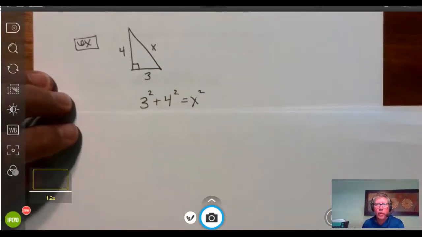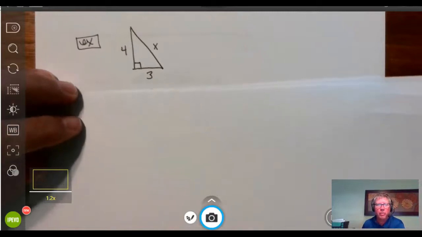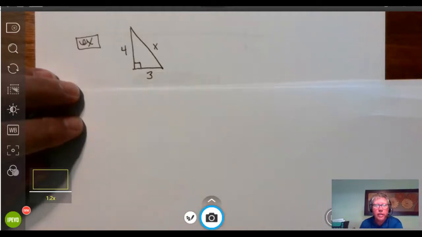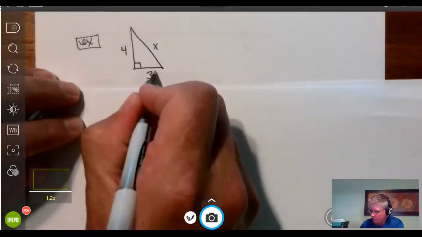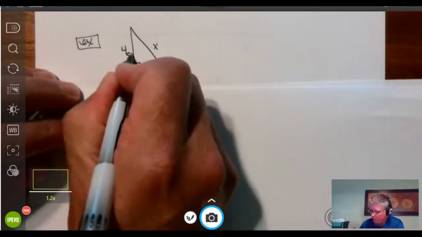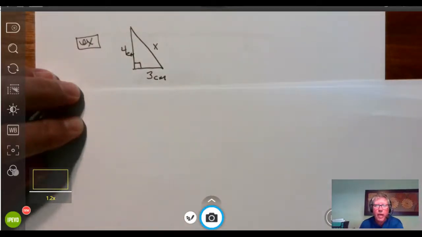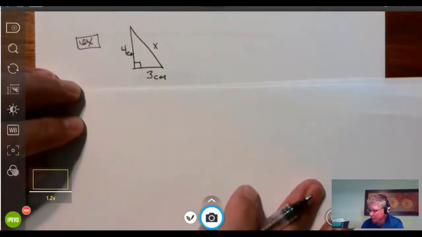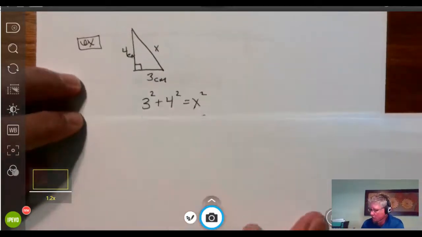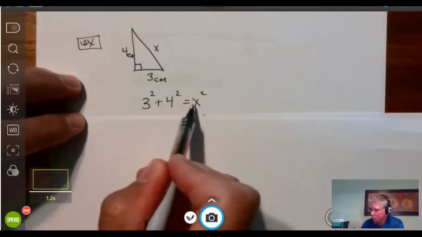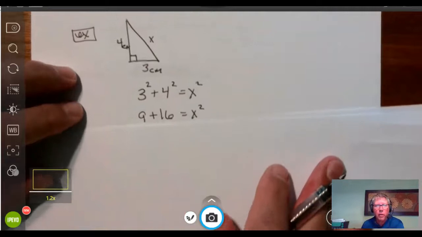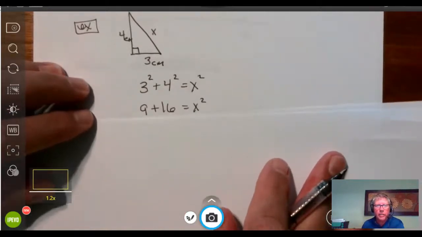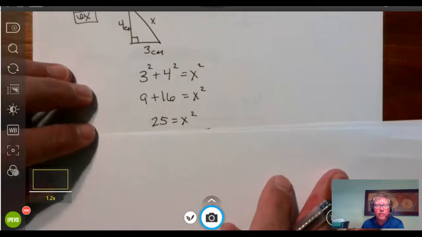Just a really quick refresher about using the Pythagorean theorem. Here I have a right triangle, and I measured this side and this side. It was 3 and 4. Let's put some units on there, 3 centimeters and 4 centimeters. We want to know how long x is. Since that's the longest side, we can use 3 squared plus 4 squared equals x squared. Then we just slow ourselves down and do the math right. We square both numbers, 9 and 16, and add those to get 25.